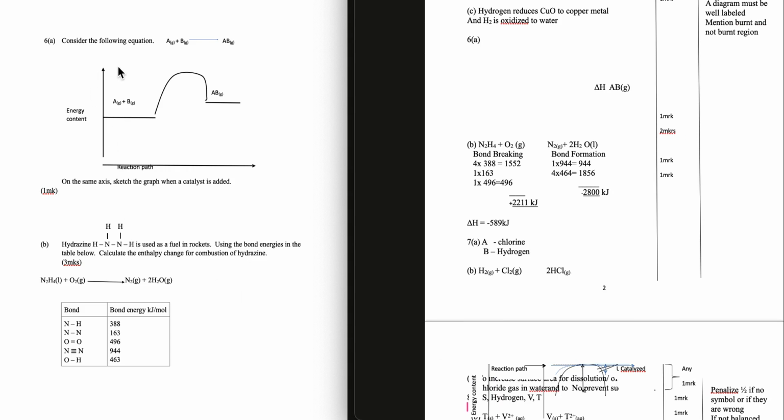Consider the following equation. On the same axis, sketch the graph when the catalyst is added. Hydrazine is used as fuel in rockets. Using the bond energies in the table below, calculate the enthalpy change for the combustion of hydrazine.